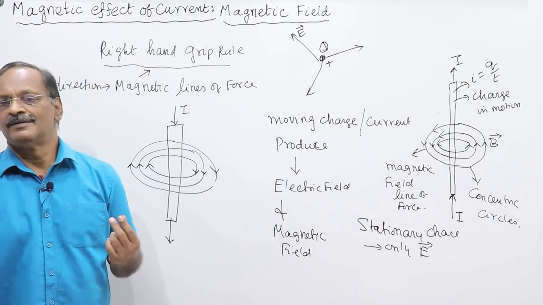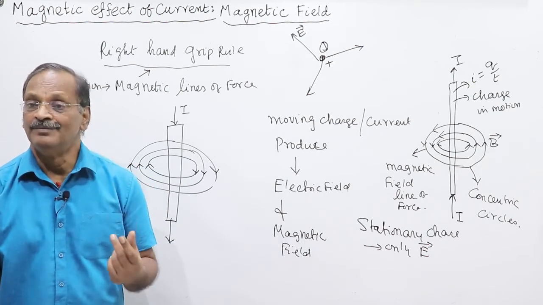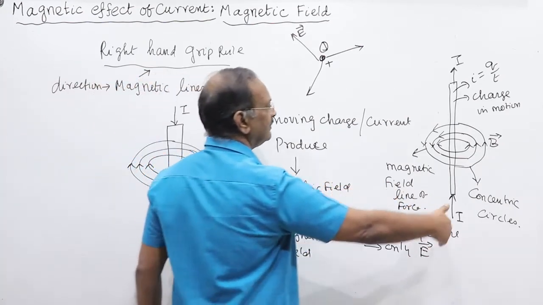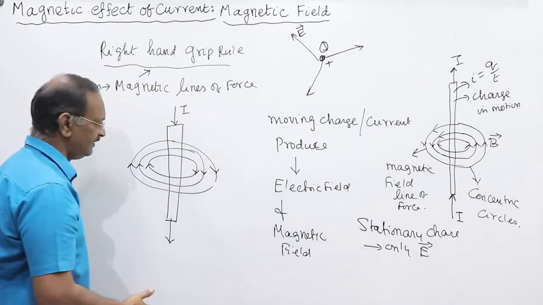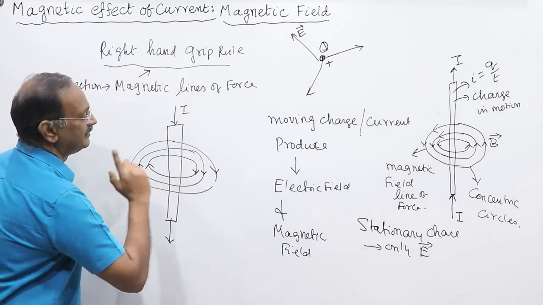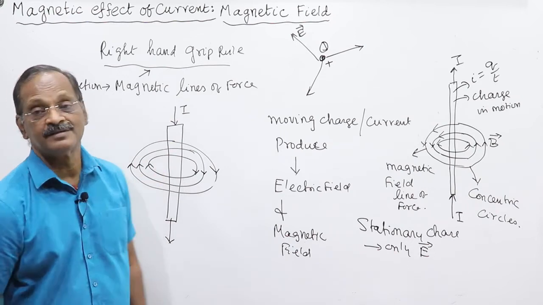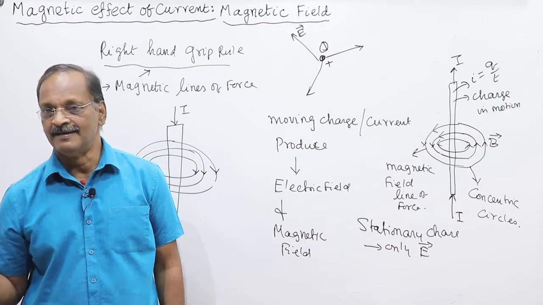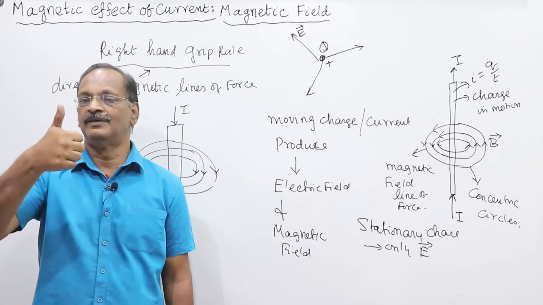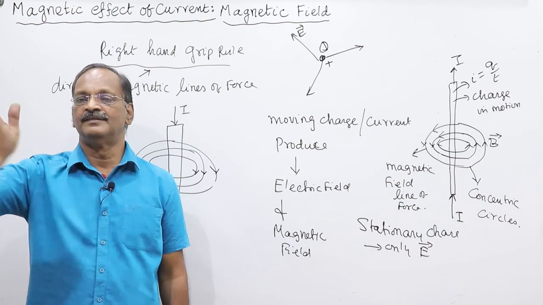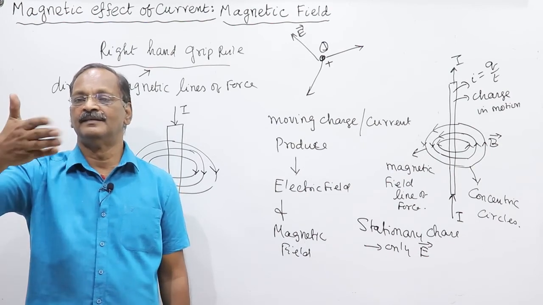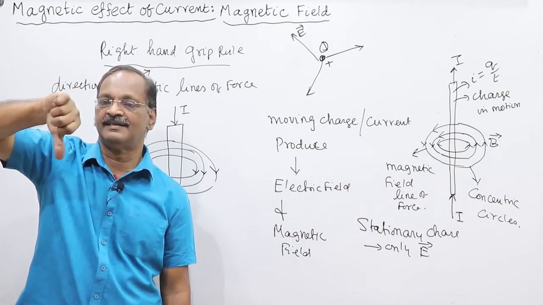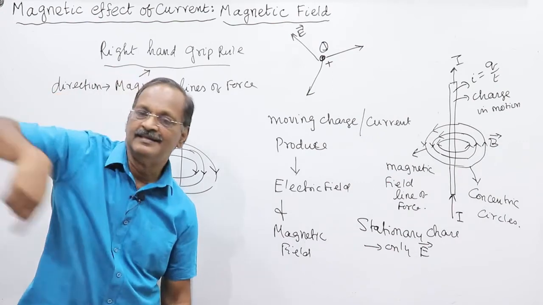The magnetic lines of force always form a closed loop irrespective of the current direction. If the current is flowing this way or that way, the magnetic field lines will always form a closed circle. Whether current is flowing upward or downward doesn't matter. Only, in the upward direction we grip like this with the right hand, and in the downward direction we grip like this, thumb in the direction of current. The direction will be this way.